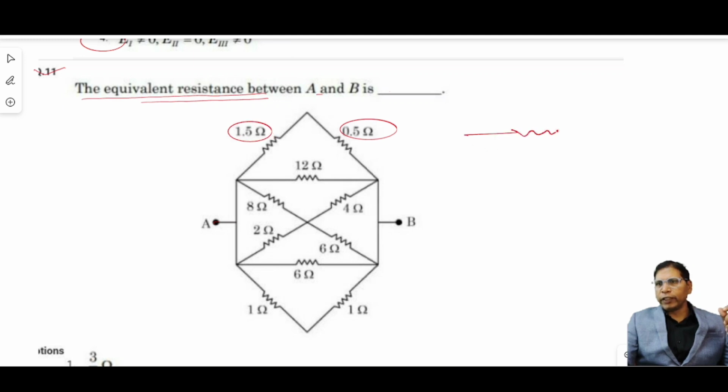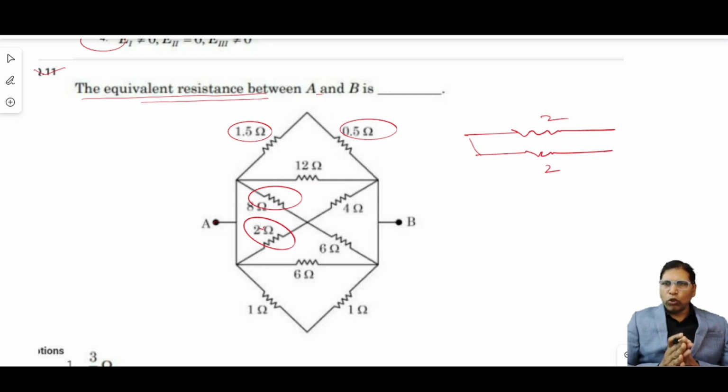So look at this. This is the 2. Now this is the 12. Okay. Look at this. This is the 12. Now this and this are parallel. So this is 8 into 2 divided by 8 plus 2, so this is the 1.6.